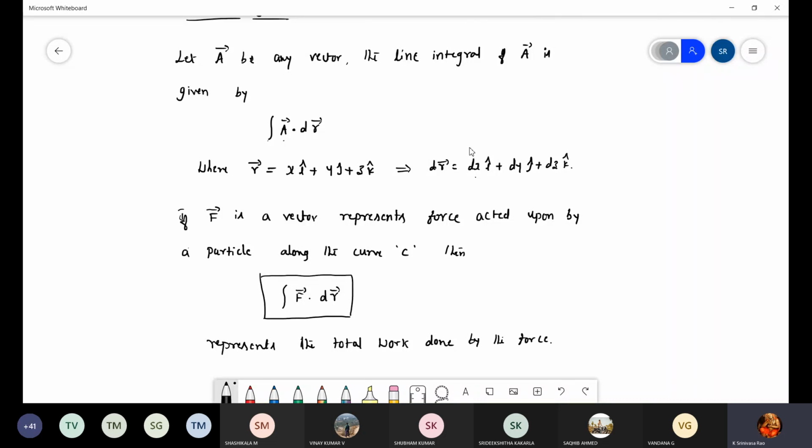So this is an application. If F is a vector, and we treat F as a force acted upon a particle along the curve, then F dot dr gives the total work done. This is the formula, along C. C means they will give some curve, or some straight line, parabola, and so on, that we have to calculate. Maximum questions will ask us to calculate the total work done. Before solving that application problem, we will solve some simple problems to calculate this line integration.